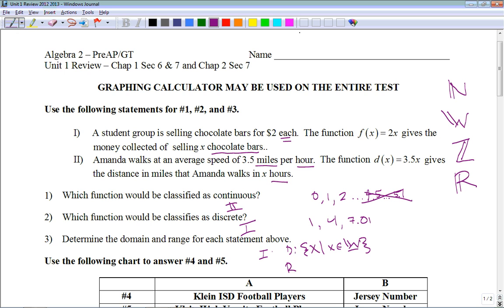For the range, so we have f of x, that's our term for y, right? All f of x values where, okay, so if we sell 0 chocolate bars, we're going to make $0. If we sell 1, we're going to make 2. If we sell 2, we're going to make 4. So these are still whole numbers, so we could still say that f of x is going to be a whole number, but what's special about them is that they are multiples of 2.